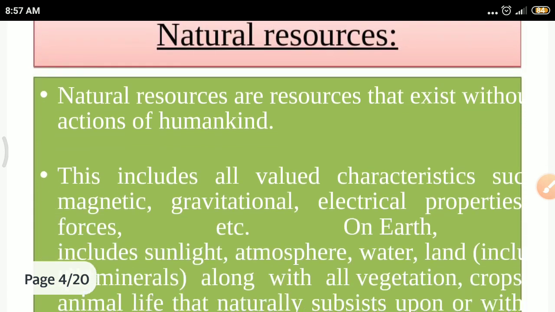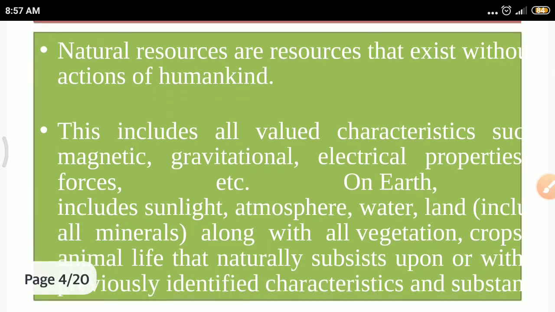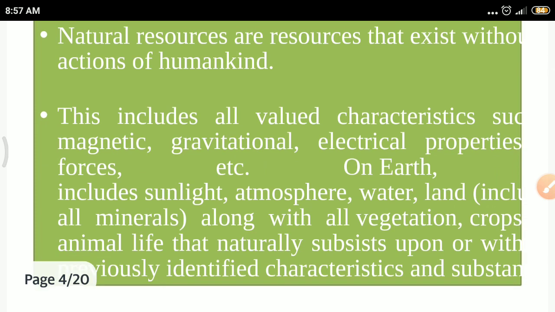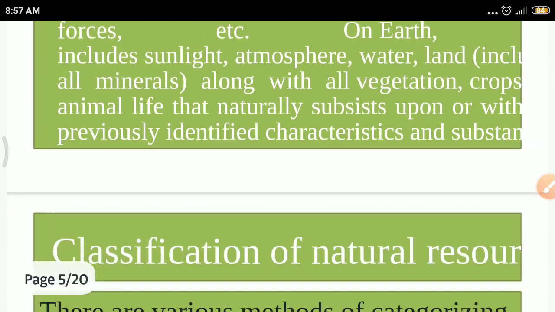How do these natural resources exist? They exist without action of humankind. So it includes all the valued characteristics, for example magnetic, gravitational field, electrical properties, forces which are present on the earth. That includes sunlight, atmosphere, water, land, several minerals, along with vegetation of crops and animal life. All these things are called natural resources. They are present naturally, so they are called natural resources.